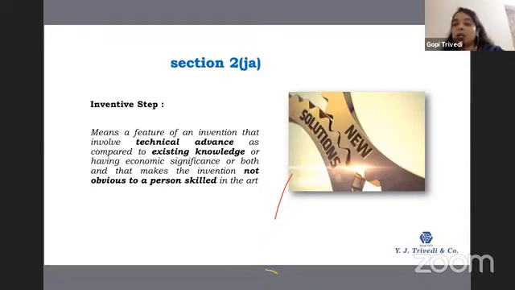Or it can have an economic significance over the existing knowledge, or even both. But at the same time, the person skilled in the art, that means a person of your caliber, should not feel that this invention is simply doable. He or she must feel that there is really commendable scientific effort and must find something called a wow factor in your invention. Now, how would we decide this kind of wow factor?